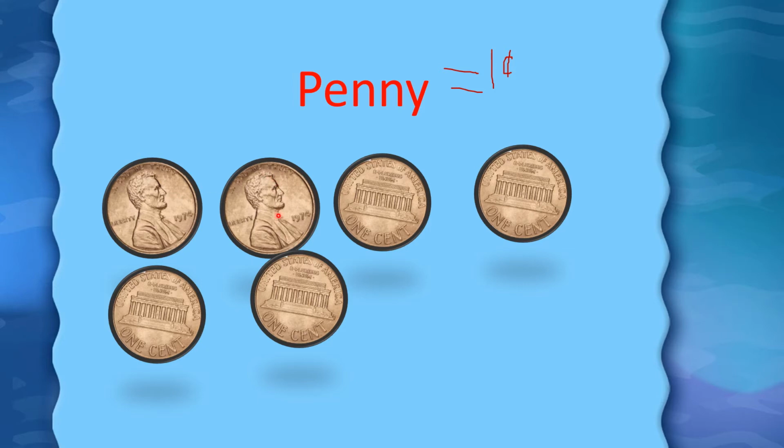1, 2, 3, 4, 5, and 6. So that means that we have 6 pennies in total, so let's write it down. This is going to be equal to 6 cents. And let's write our cent sign also.